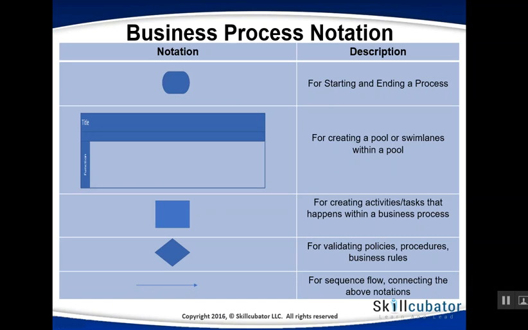The next one is your gateways. This is known as a gateway, decision points. Some people also call it a diamond. This is used for making some checks and validations, whether you're validating a policy, procedure, business rules, whatever it is, you'll be using this notation.